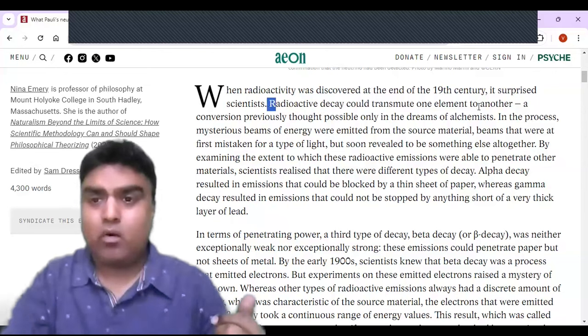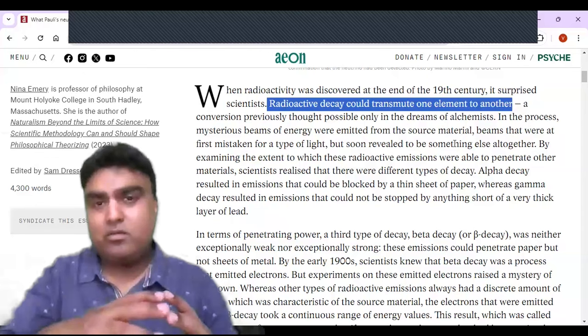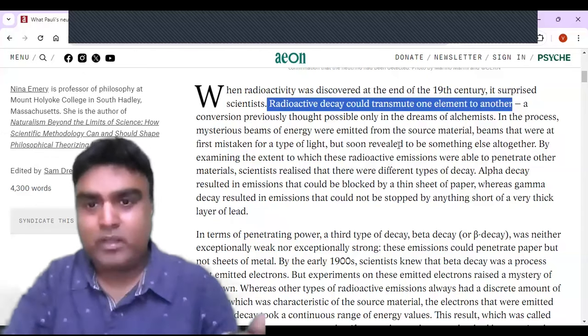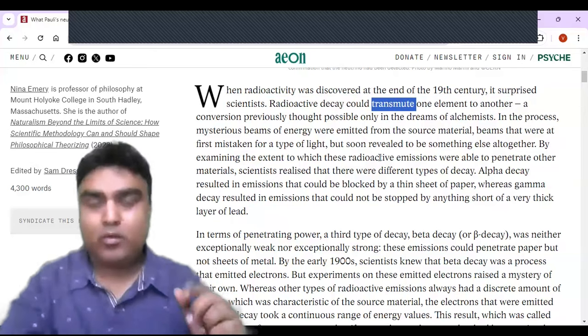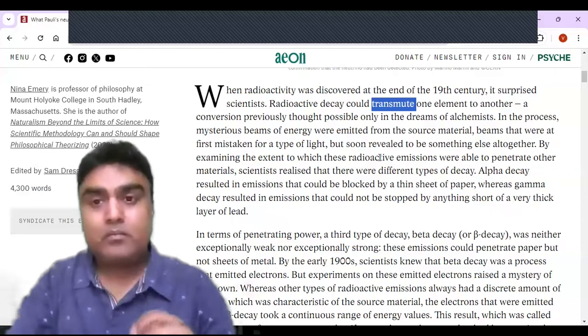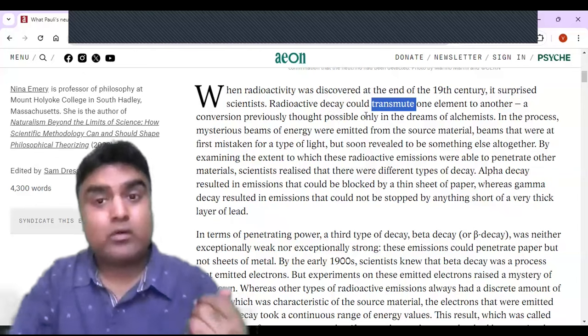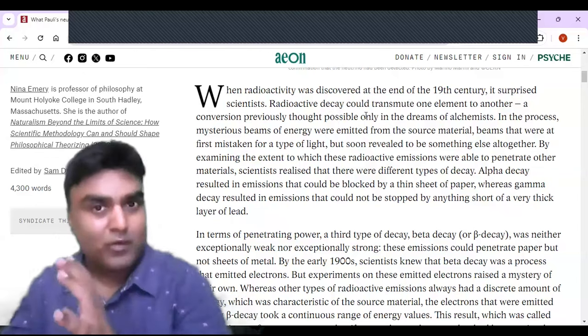But when you look at the context of it, are we not able to understand that it is something getting from one place to another kind of a thing? Even if I'm not able to understand this word, am I able to understand the contextual meaning? The answer is yes. So radioactive decay could transmute one element to another. It means it is taking something from one element to another.